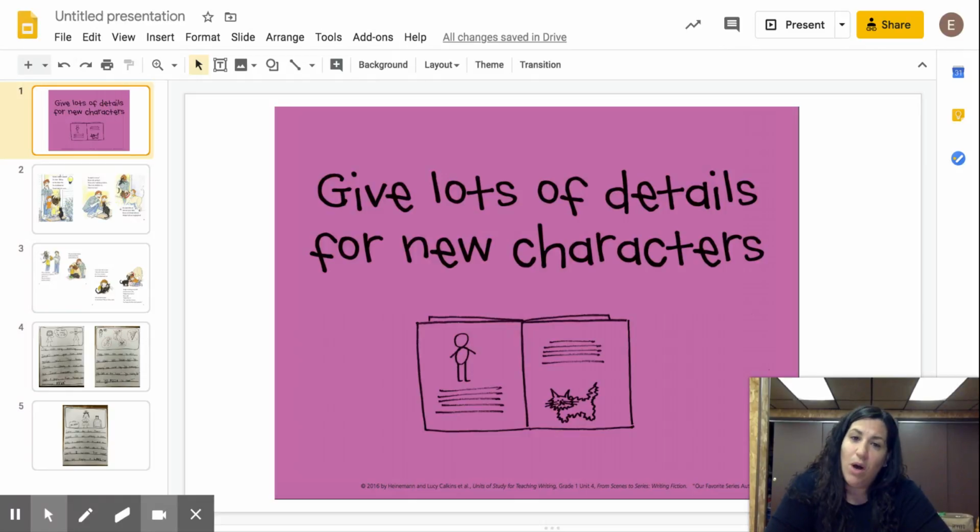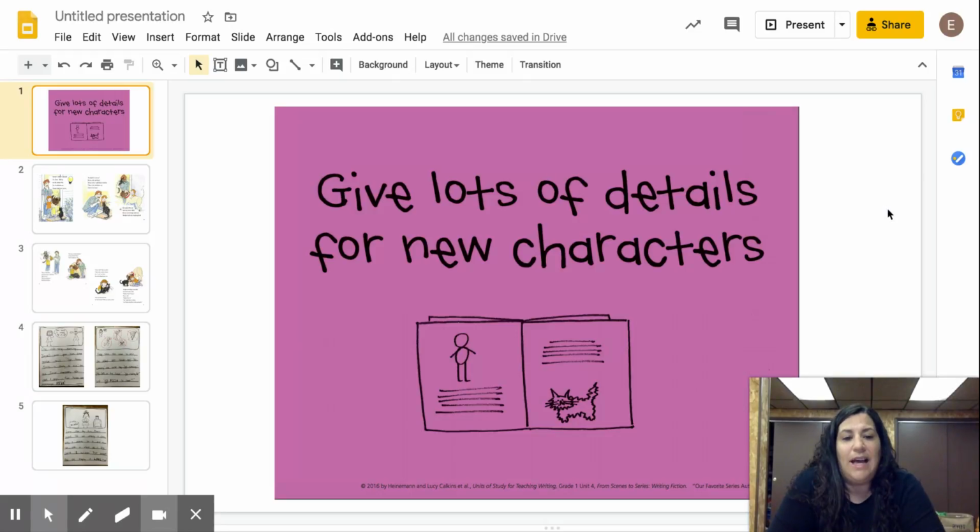We have one more strategy that we've noticed that series authors do in their series books, and we are going to learn that last strategy today. And then after today, we're going to move on.